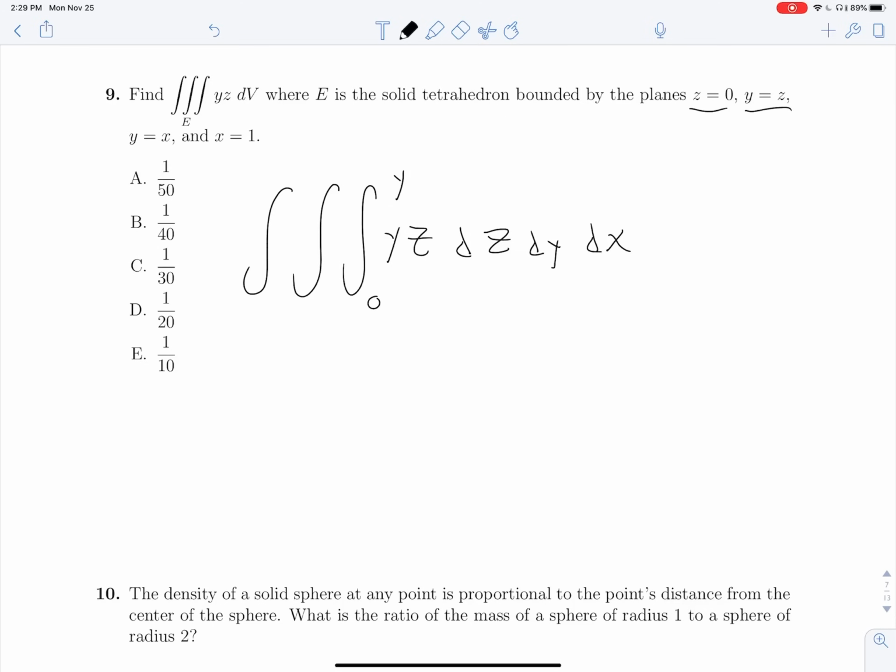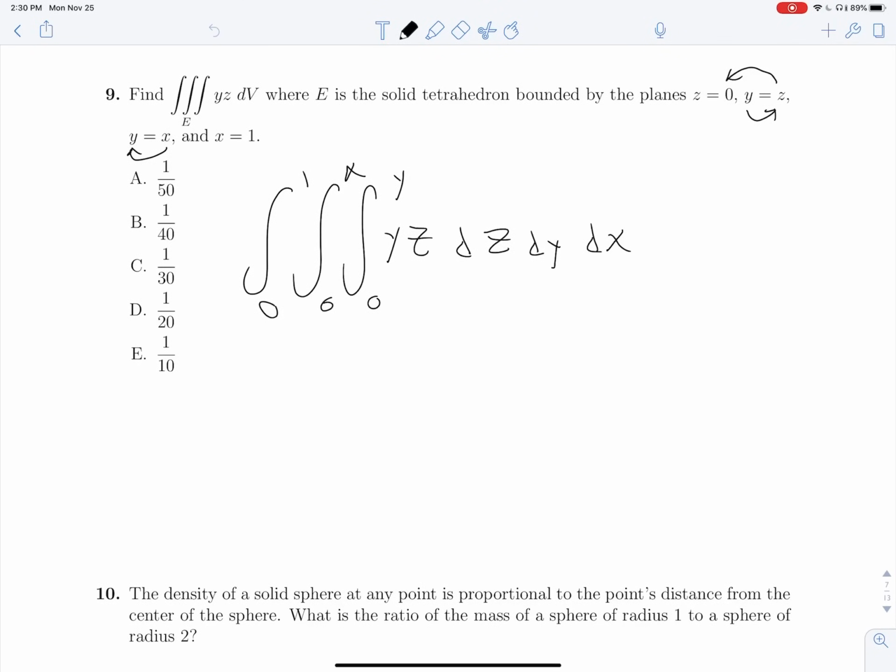What about y? Well, y is bounded by y equals x, and since y is equal to z and z is equal to 0, y is bounded on the bottom by 0. And then x, the train gets even bigger because we see x is bounded on top by 1, but what about the bottom? Well, x is equal to y is equal to z, and z is equal to 0. So it's bounded on the bottom by 0. So now we can take our integral.